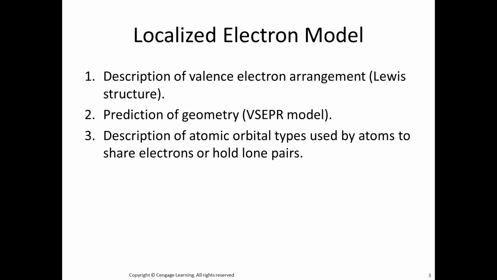As we go through the localized electron bonding model, we'll be looking first at the description of valence electron arrangements and coming up with Lewis structures. Then we'll be trying to predict geometries of molecules using the valence shell electron pair repulsion model in another section. And then we'll be going through the description of atomic orbitals and the types used by atoms to share electrons or hold lone pairs in Chapter 9.